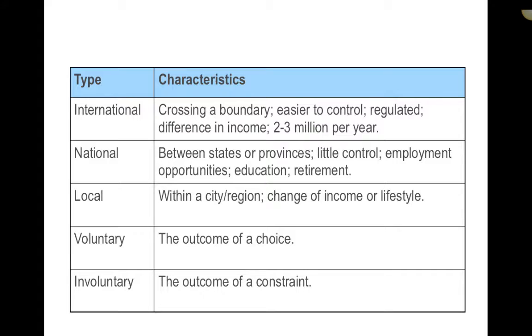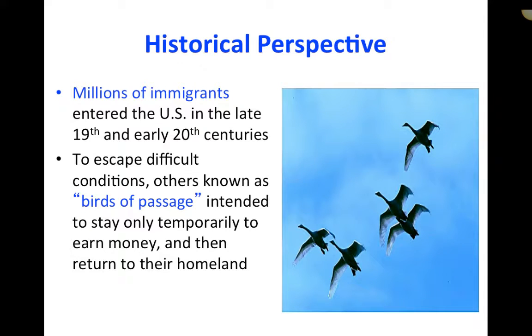So it's harder to control, and you can't obviously limit. So it's harder to keep track of. Now, just to get a little historical perspective, we've had millions and millions of immigrants, definitely in the late 19th and early 20th century, to escape basically really difficult conditions. They came here for a better life.